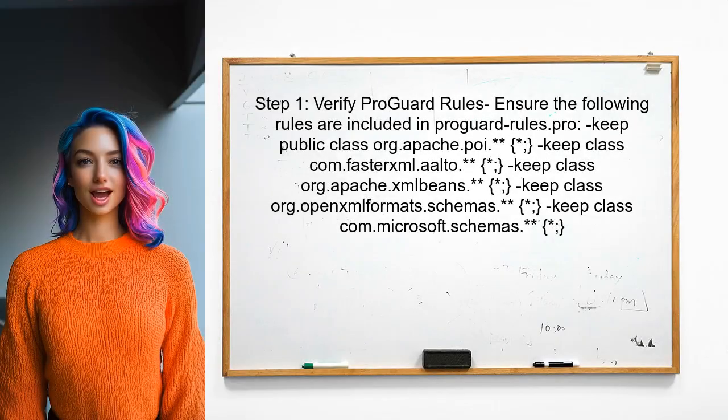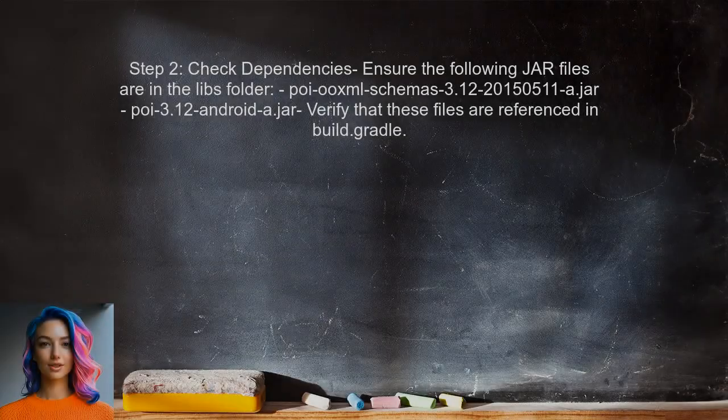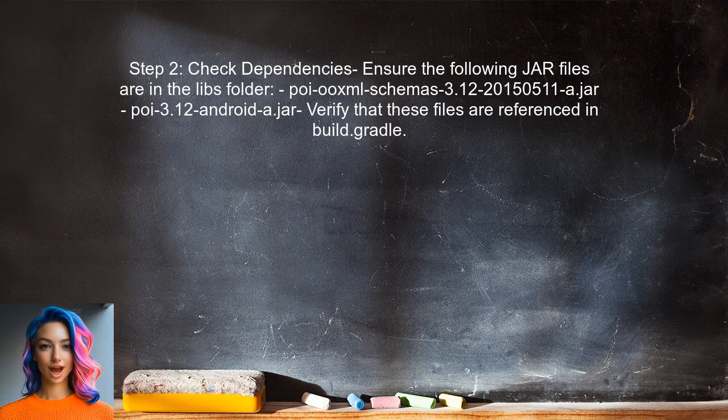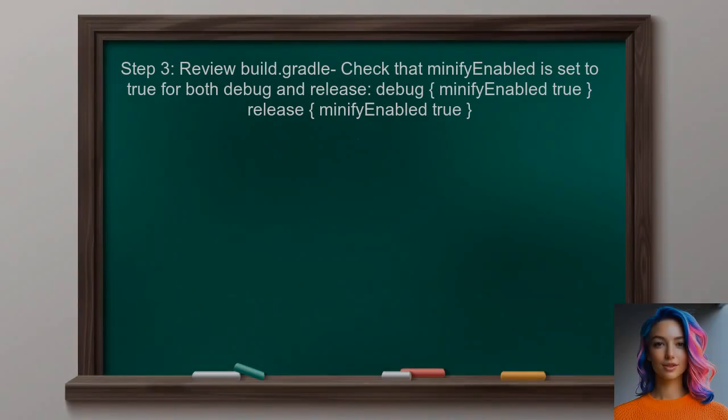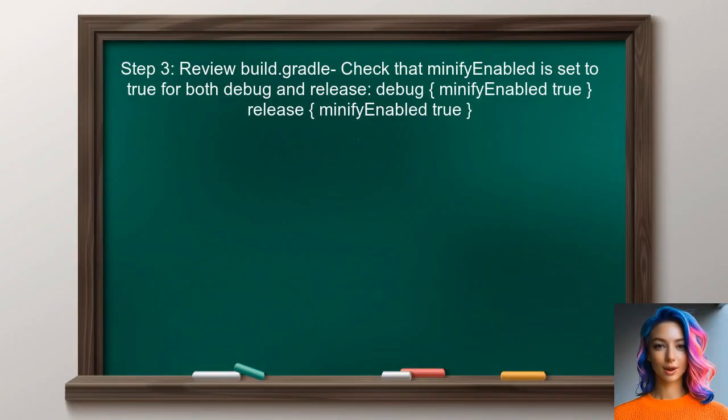To address the issue with the Apache POI library after obfuscation, the user should first ensure that the Proguard rules are correctly set up. This is crucial for preventing the obfuscation of necessary classes. Next, the user should check if all required dependencies are included in the project. This includes the Apache POI libraries and any additional dependencies that may be necessary for proper functionality. The user should also review the build.gradle file to confirm that Proguard is enabled for both debug and release builds. This ensures that the obfuscation process is applied correctly.